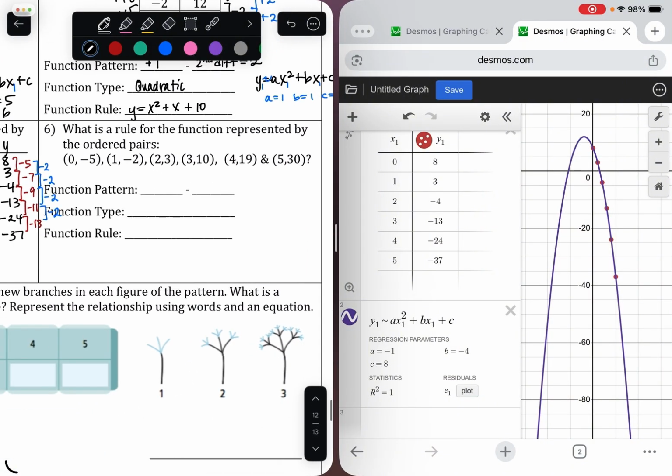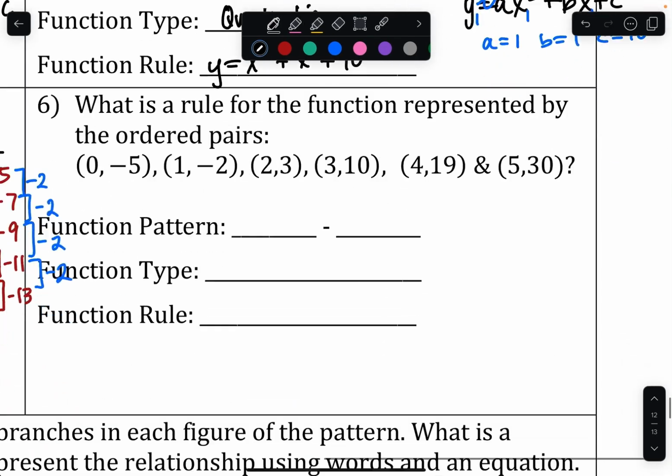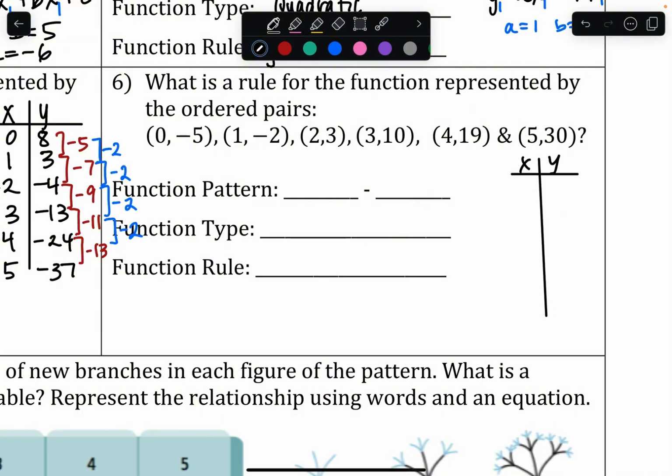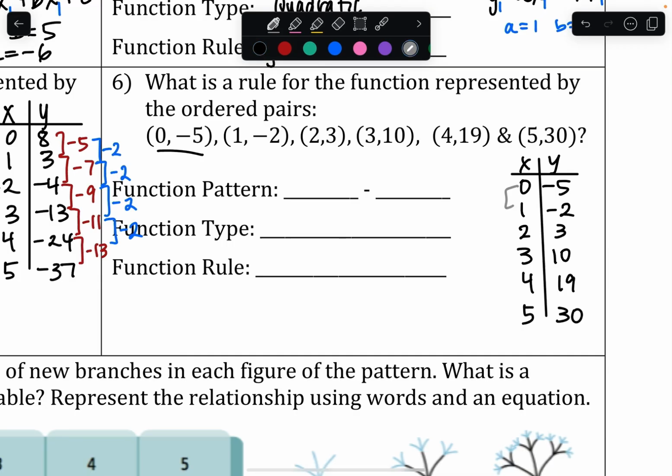Okay, for this next example, we have points again, so put it in a table. It's easier to analyze patterns with a table. Okay, so my first point is 0, -5, 1, -2, 2, 3, 3, 10, 4, 19, and 5, 30. My x's are going up by 1 each time, so we know we can look at a pattern.